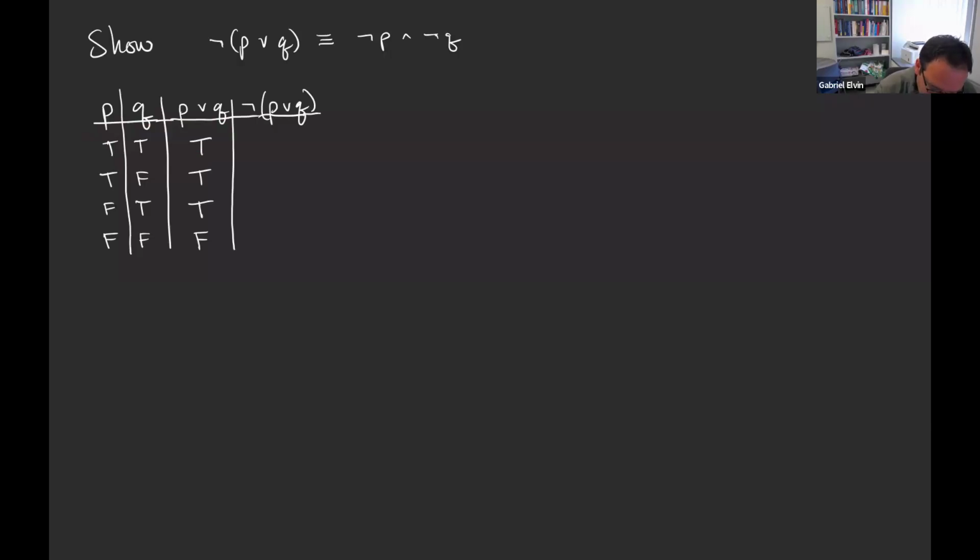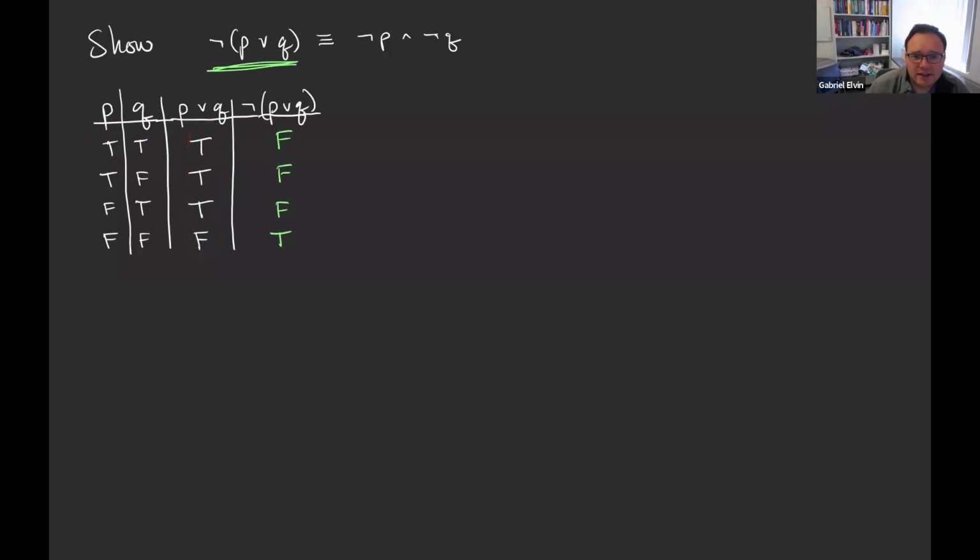Okay, and then we just negate. So what's the negation of this? Well, just flip every single one. So true becomes false, false, false, true. Okay. Oh, and actually, maybe I'll highlight this column a different color to show that it's actually this side.